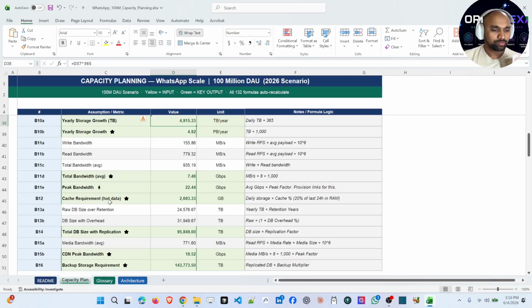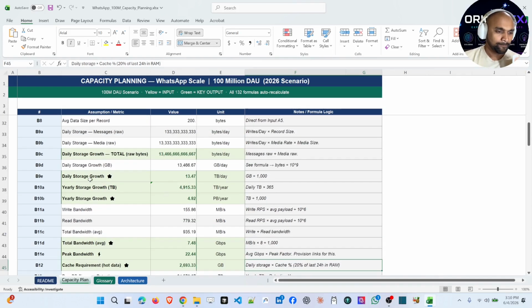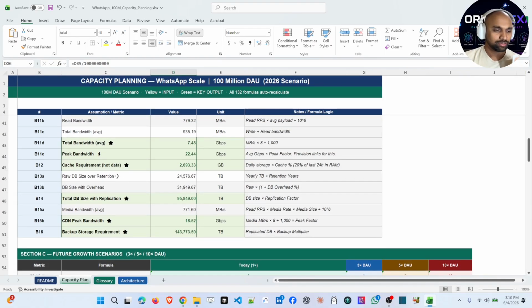Okay, next come to the total cache requirement. Cache is hot data, that will be around 2693 GB. How are we calculating this? We take the daily storage times the cache percentage, that is 20%. Daily storage we have already calculated on top, daily storage growth around 13.47 terabytes. If we take 20% of this value, we will get 2693.67 gigabytes.